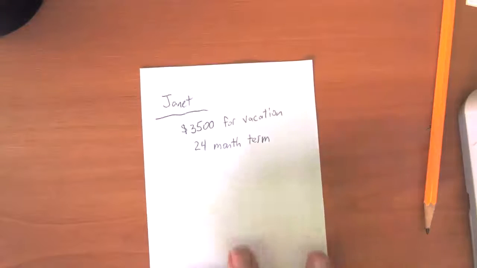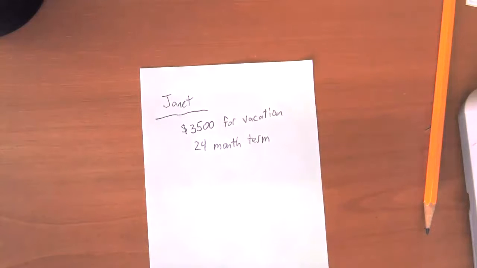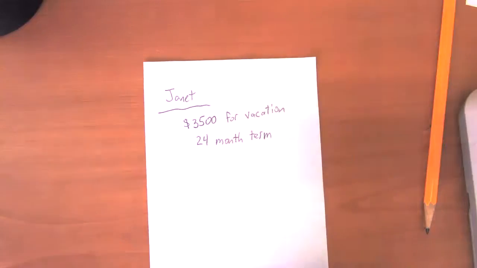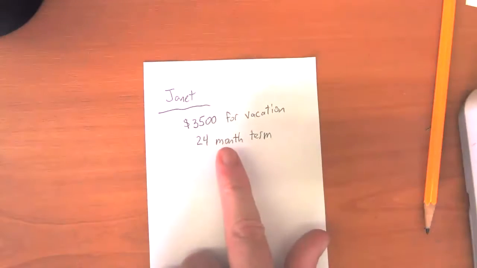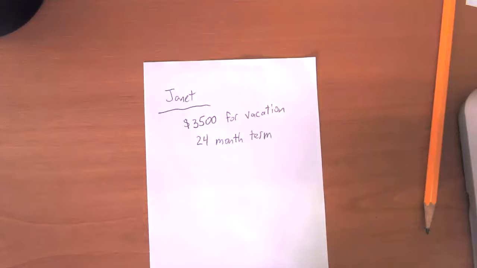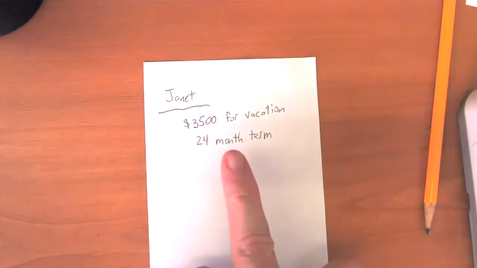All right, so this is a story about Janet. You're going to hear that Janet just got out of college and she's going to start a job, but she wants to go off on a vacation to kind of reward herself for having made it through college. So this vacation is going to cost her $3,500 and she wants to pay it off over 24 months. So this is going to be a 24-month term loan, or 2 years. So let me ask you some questions about this.